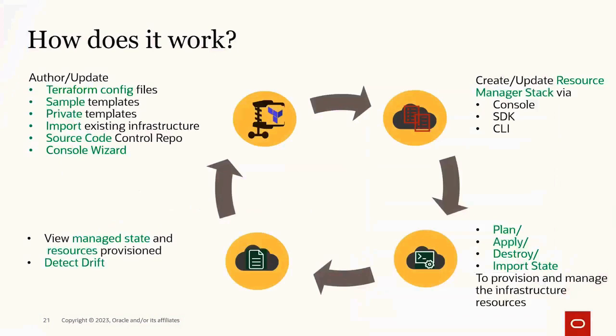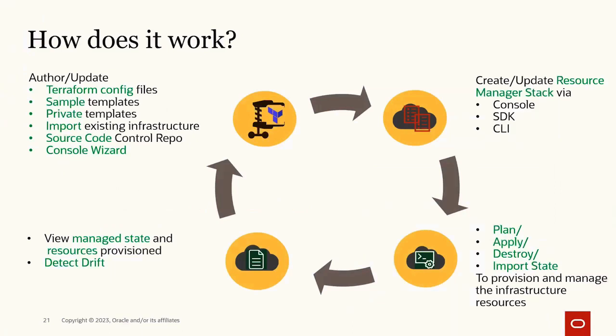Here we have this continuous cycle, this flywheel. So we're going to start by either collecting some sample templates, or we're going to write our own Terraform configuration. Maybe we'll even import some existing resources into Terraform code. We're going to take that to our Resource Manager tool, create a new stack. That could be done via the console. So we'll do the UI version a little bit later here. It can also be done via the command line interface or the OCI SDKs.